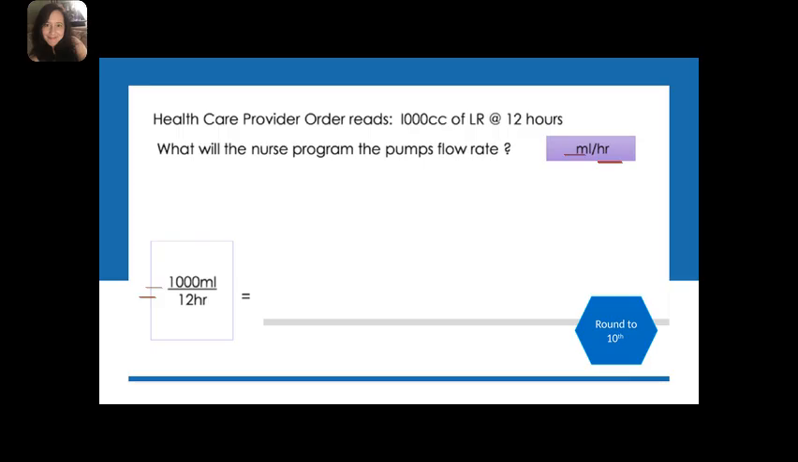I have to do nothing more except, because there's no multiplication, I'm just going to do that last step, which would be to divide, right? So if you divided 12 into 1,000, you would get 83.33333. If we do our rounding rules, we know we're looking at the hundredths and it's less than 5, so I'm just going to simply remove everything to the right. And so it's 83.3 mils per hour.